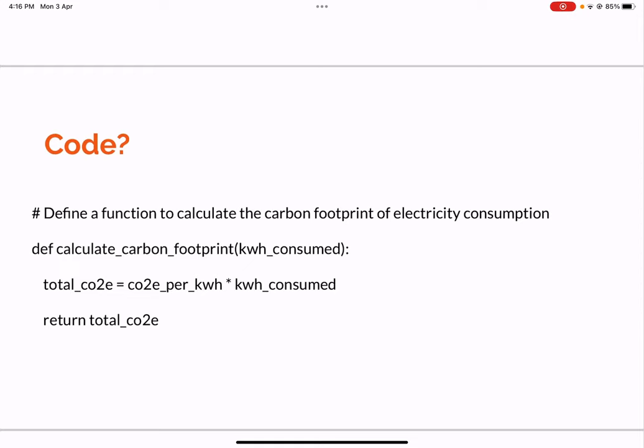Now once you do that, you define the function to calculate the carbon footprint of electricity consumption. So what the calculator wants to know now is how much is the kWh consumed. The calculator would ask how much is the kWh consumed, and once the user enters the kWh consumed, and it is known where the user is staying, it can arrive at the total CO2 generated because of the kilowatt hours consumed.